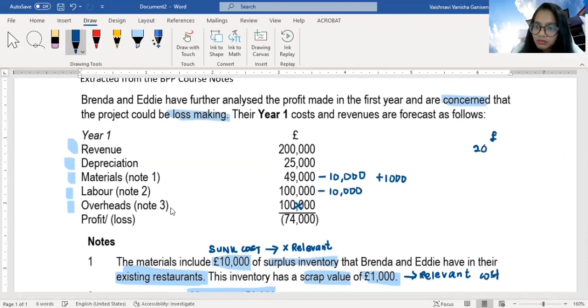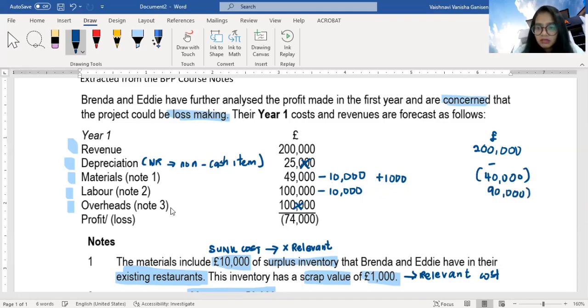Revenue, relevant. Your depreciation, relevant or not relevant? Not relevant, because it's a non-cash item. So nil here. Materials, 40,000. Guys, remember this is a cost. Here 90,000. Here negative. Now, I think it is 70,000. Is that okay?